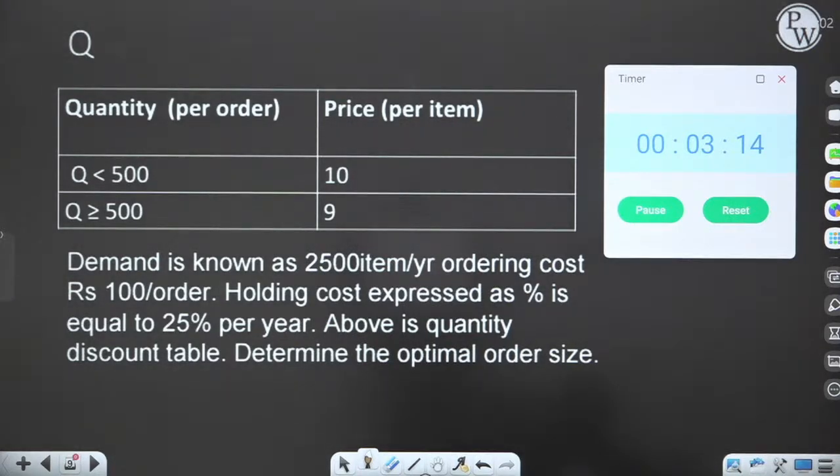Let's see who is going to give the answer. Which quantity are you going to select at what unit price? 2 minutes 40 seconds.